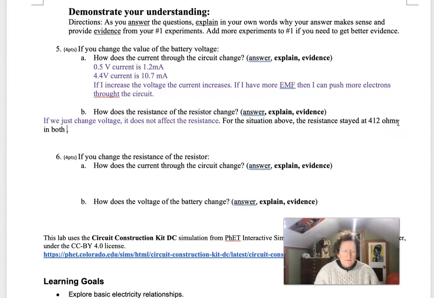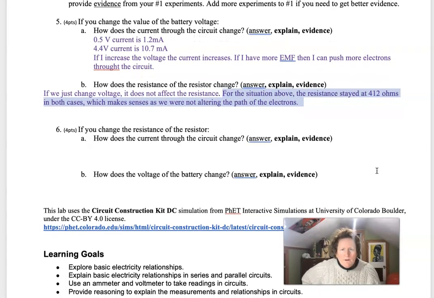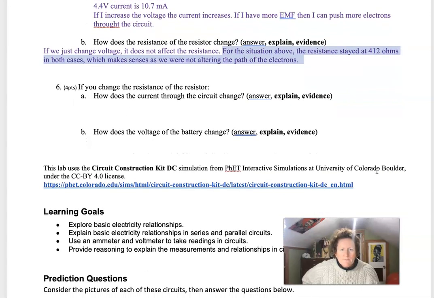In both cases, which makes sense as we were not altering the path of the electrons. So you have to change something about the way the electrons flow to change the resistance. And if you're just putting in more or fewer batteries, then you're not going to change the resistance.